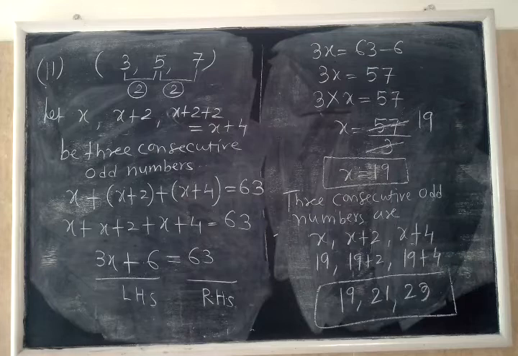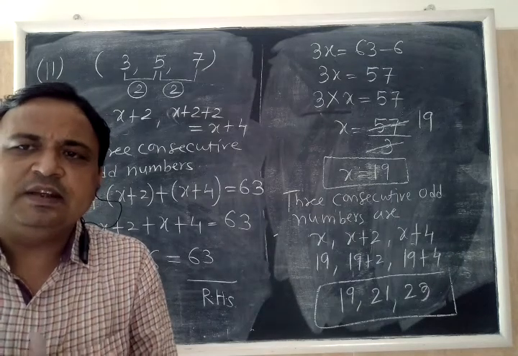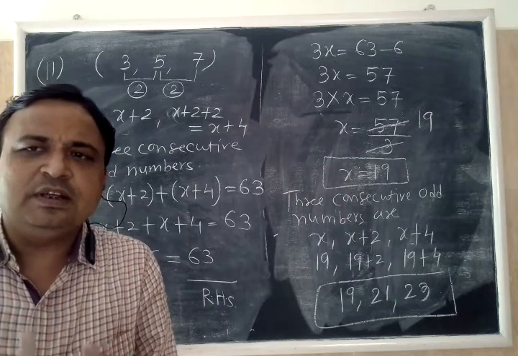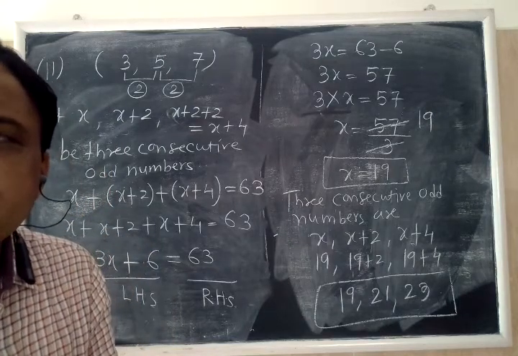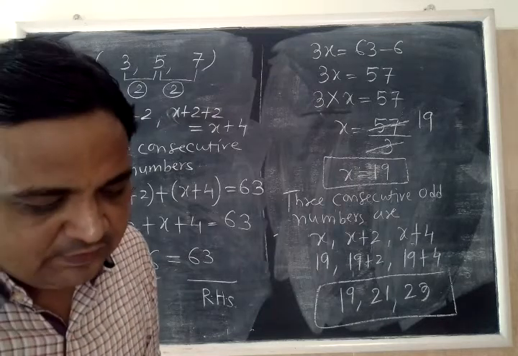Here sum will give you 63. So one thing you remember, whether this is even number or odd number, the difference between two consecutive even numbers is also two, and the difference between two consecutive odd numbers is also two. Okay?